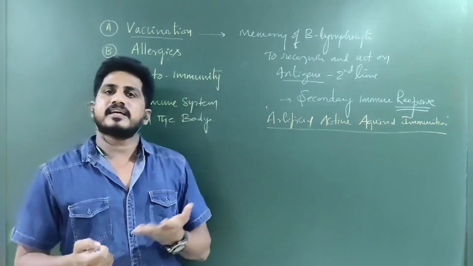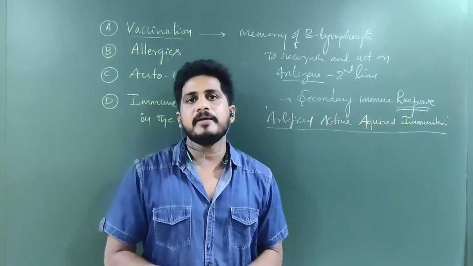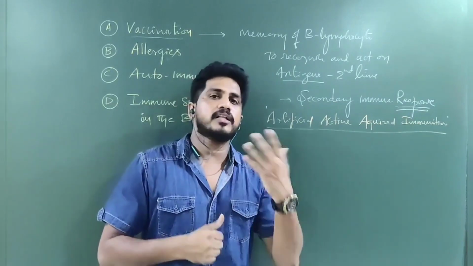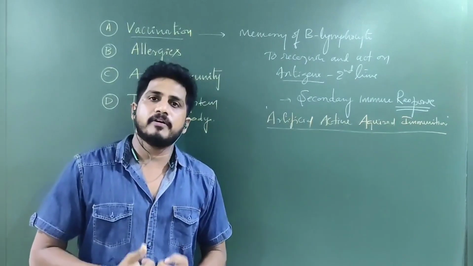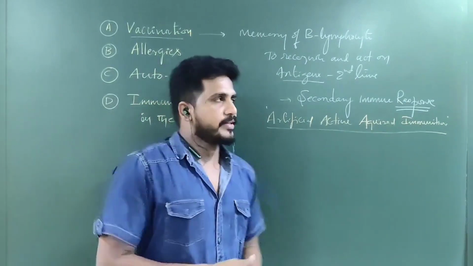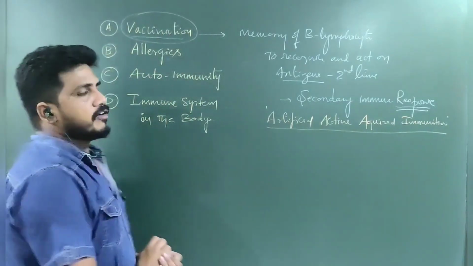So this is how the vaccines are developed: first generation, second generation, and third generation. Vaccines are very important in childhood, not in adulthood. Why? Because when immunity is low, vaccines can work, not in high immunity conditions. This is what we have about vaccination. I hope you understand the first concept.